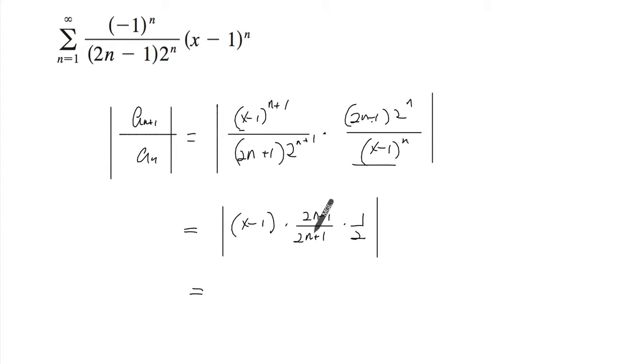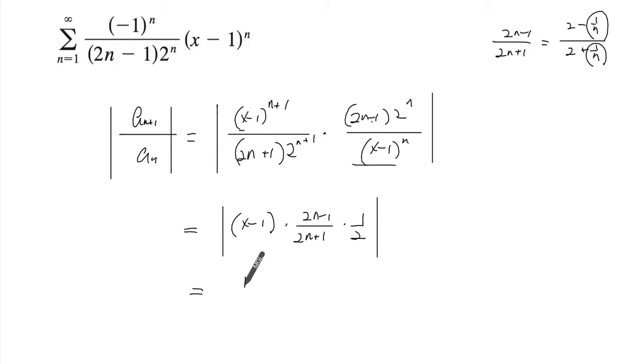As n approaches infinity, this is just going to be 1, right? 2n minus 1 over 2n plus 1. Divide the top and bottom by n. You get 2 minus 1 over n, over 2 plus 1 over n. That's going to approach 0. So we have 2 over 2, which is 1.